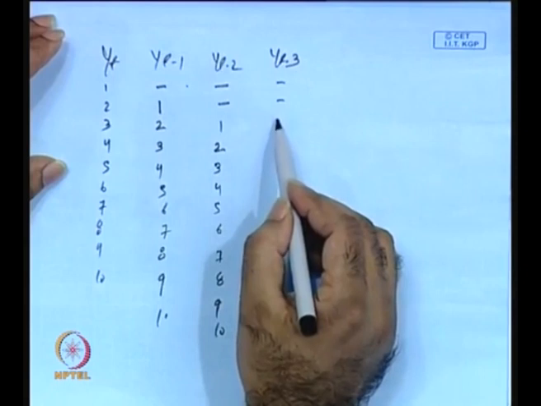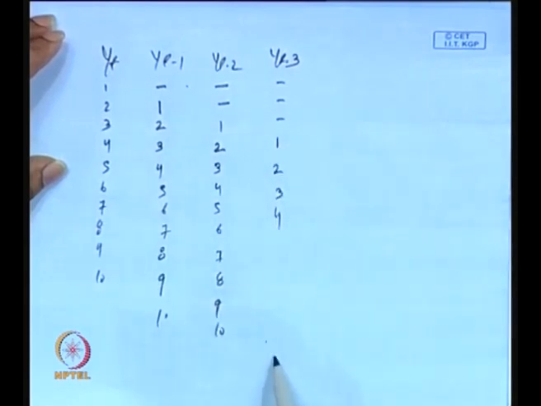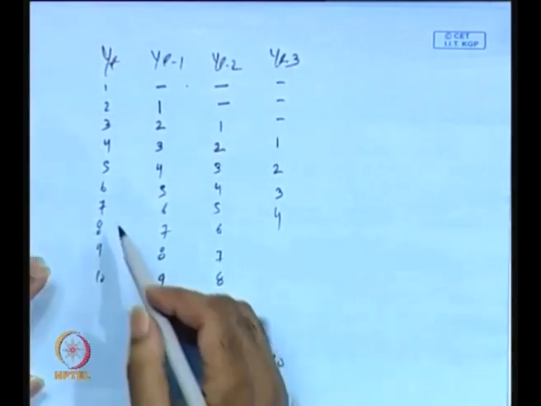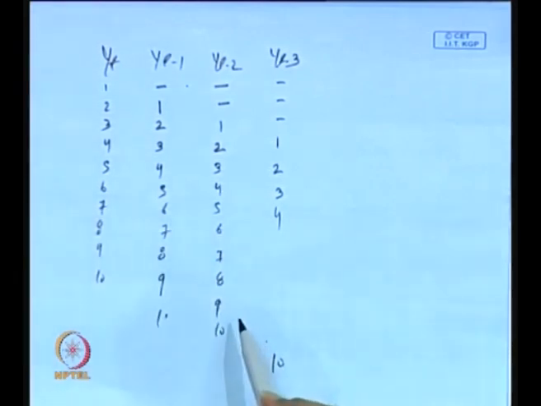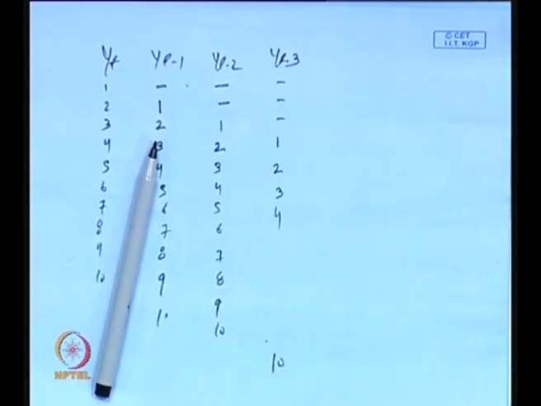So, 1, 2, 3, then it will start 1, 2, 3, 4, 5, it will be again 10 here. So, this is how the sequence will go. So, that means you see here. So, one of the conditions of the modeling is that your sample observations for all the variables should be uniform.